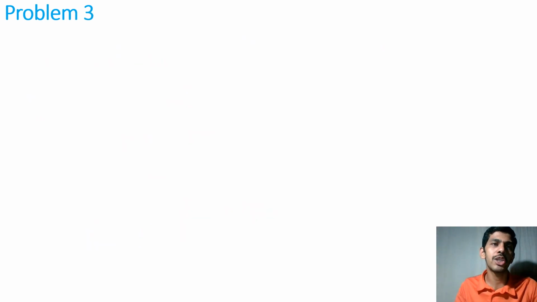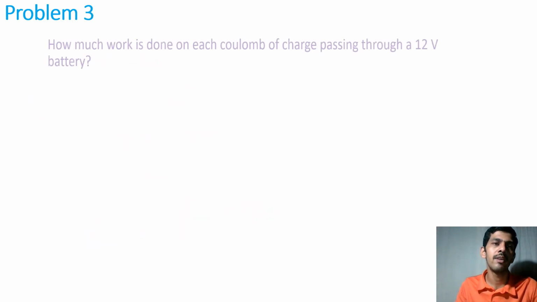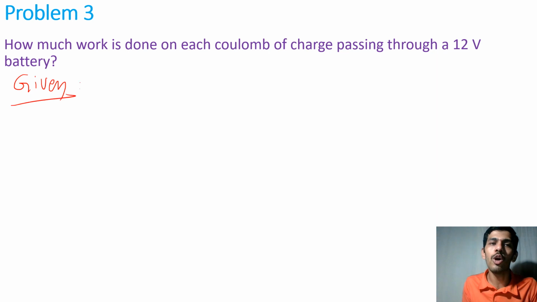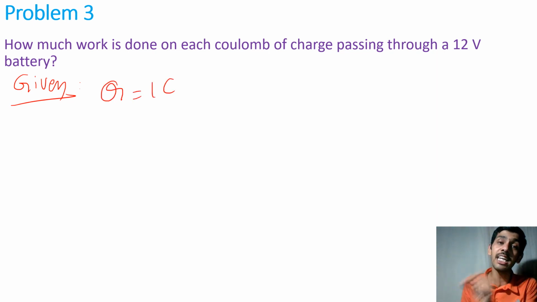The third question we are going to discuss is, how much work is done on each coulomb of charge passing through a 12-volt battery? We shall write down the given values. Given values we have to write first. So, what is given? How much work is done on each coulomb of charge? That means the charge Q is equal to 1 coulomb. Work done on each coulomb is asked.